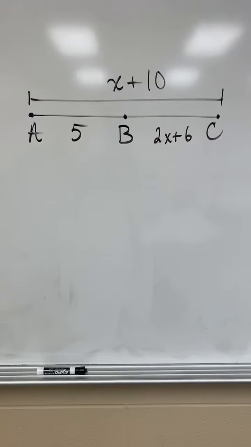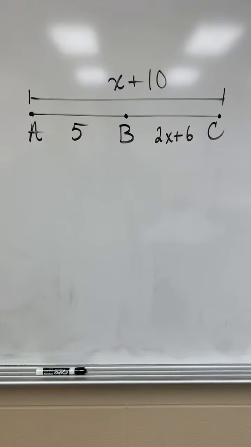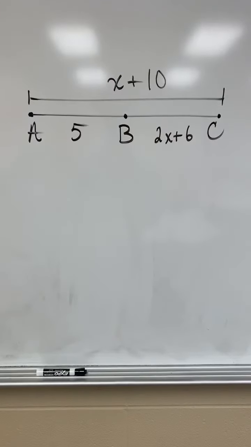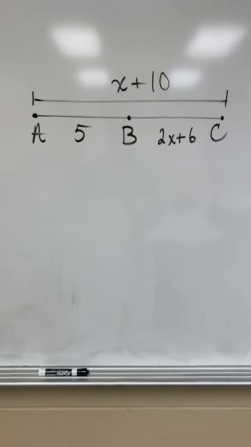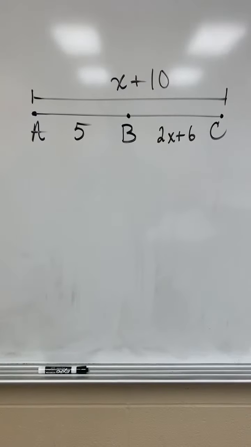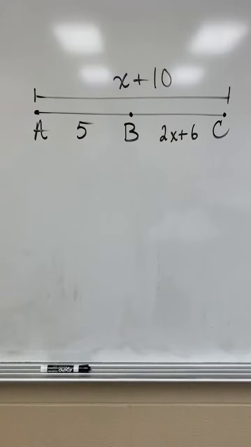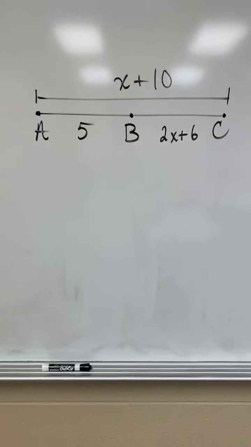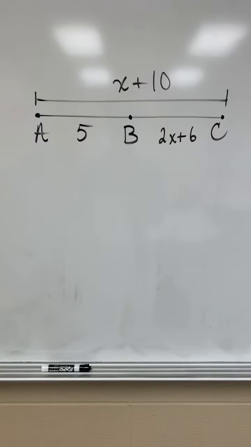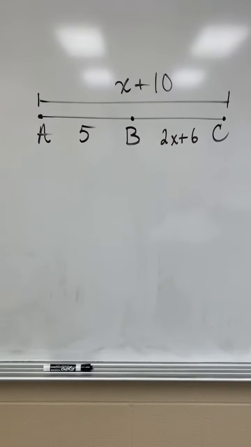We know what the full length is, but the full length happens to be an expression and not a number. So from A to C, that's equal to x plus 10. So we don't know what that measurement is yet. Now, what they did give us is the smaller piece from A to B. That has a length of 5. But now all of a sudden on the other side, from B to C, we don't know what that one is either, and we use another expression.